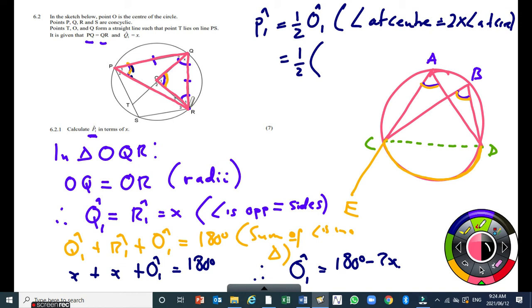Okay, so we are here now. So this is half times 180 minus 2x. This should not confuse you. Half of 180 is what? Half of 2x. And then you are done.